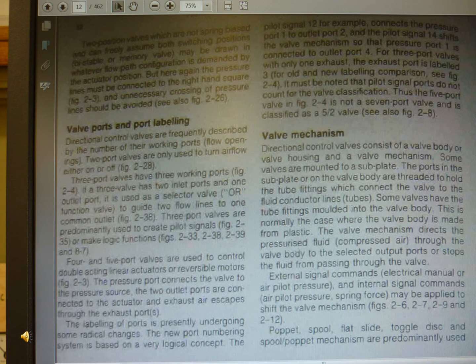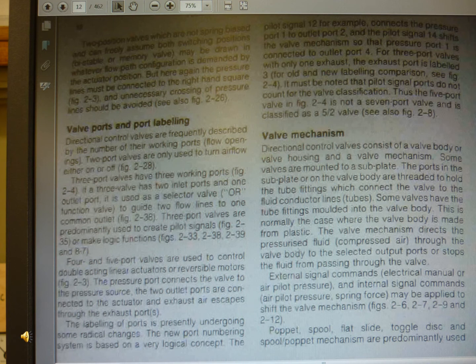The 4/4 and the 5/4 valves are used to control engines, linear actuators or reversible motors. The 3/4 valves are typically used to create the pilot signal. The pressure port connects the valve to the pressure source. The 2 outlet ports are connected to the actuator, and the exhaust air escapes through the exhaust port.